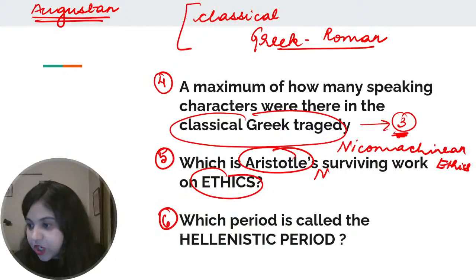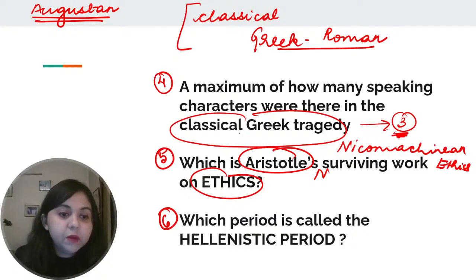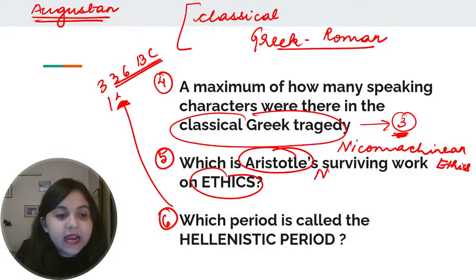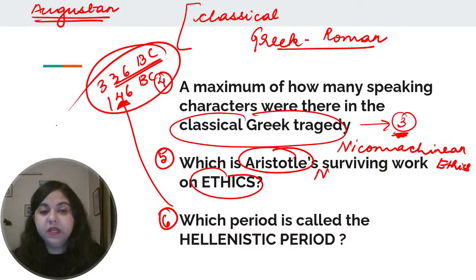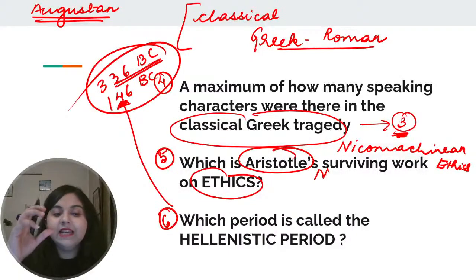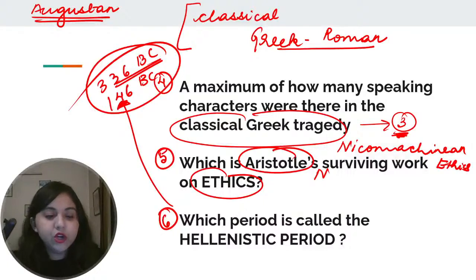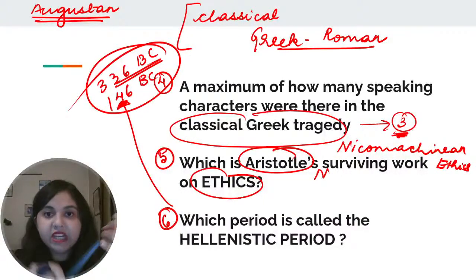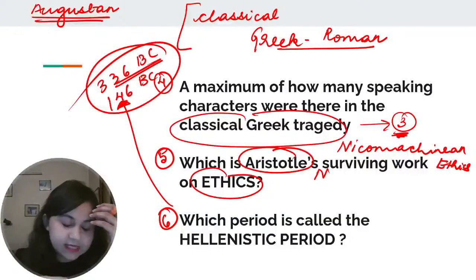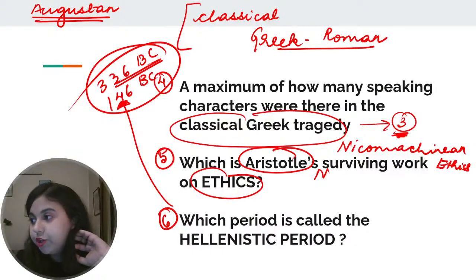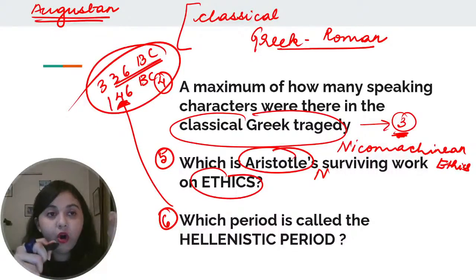Okay, the next question is, which period is called the Hellenistic period? Now, when you're talking about the Hellenistic period, I will just write this thing down over here. 336 BC, the period of Alexander, to 146 BC is called the Hellenistic period. The Hellenistic period is something that Matthew Arnold also looks back at. So when you're doing classical Greek literature, you can go back to a lot of your romantic poetry, because a lot of Keatsian, Shelleyan ideas are inspired by classical writers. You can also go back to literature dealing with the Augustan age, or Matthew Arnold, Nietzsche. All of them are very classically rooted. So this is the Hellenistic period that we are talking about.